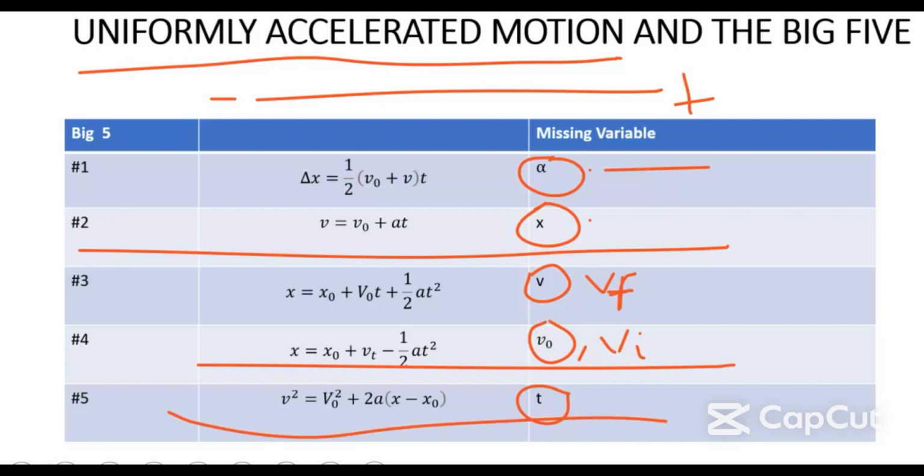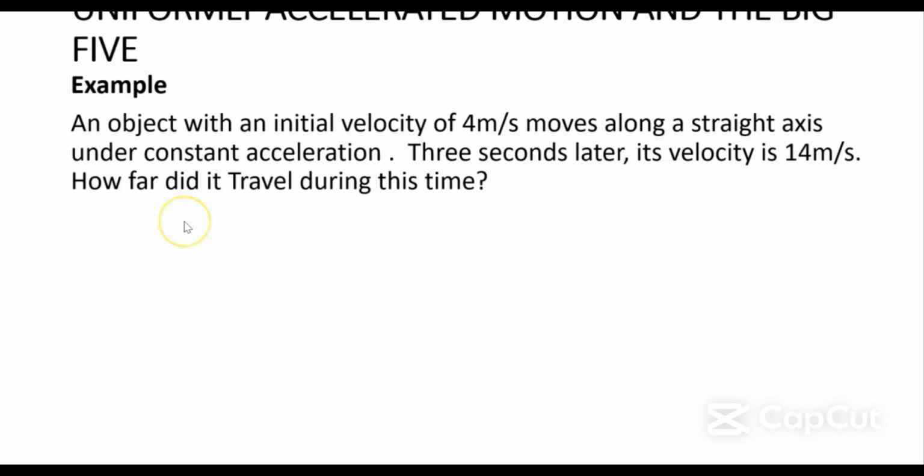So all of these quantities are very vital to uniform acceleration motion and the calculation of the big 5. The big 5 is the calculation for when acceleration is the missing variable, or position is the missing variable, or final velocity, or initial velocity, or time is the missing variable. That is when we apply the big 5 calculations. Let's pick an example from here and see how we solve it.